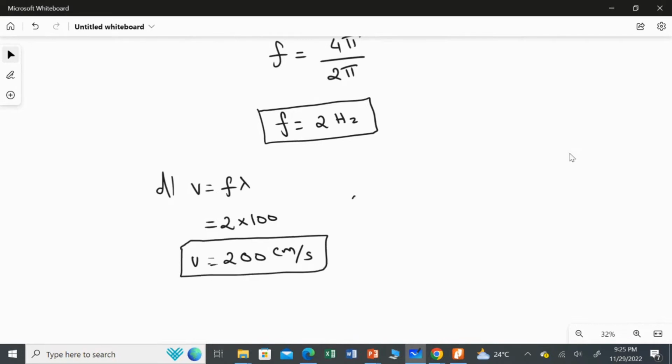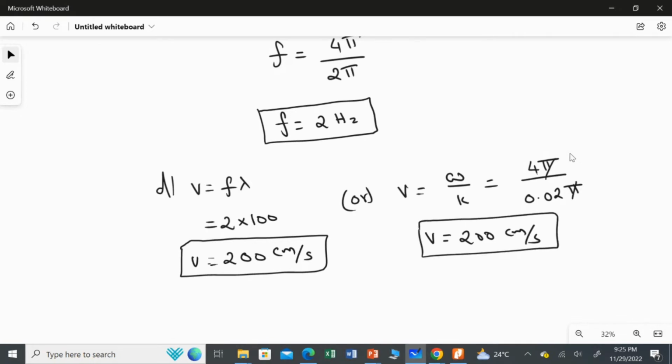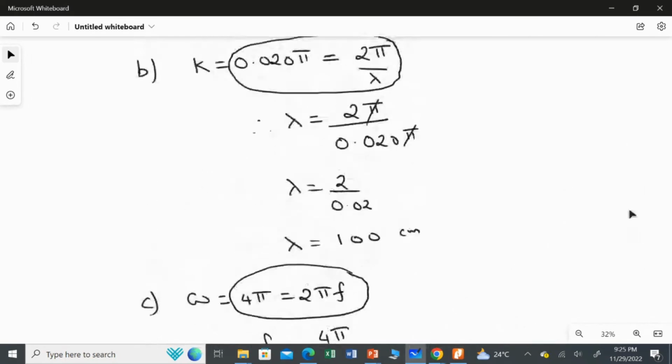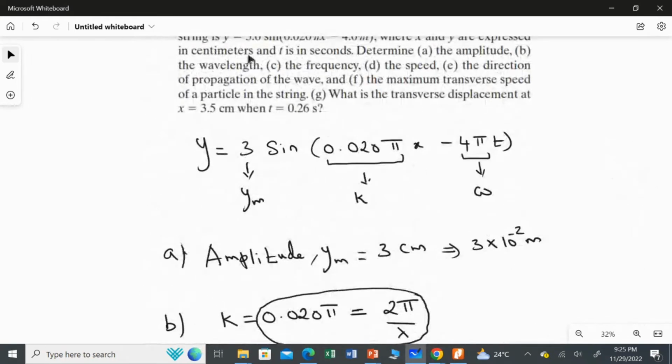If you want another method, we already know the speed is equal to angular frequency over angular wave number. The angular frequency is 4 pi, and the angular wave number is 0.02 pi, right? So we can cancel pi. If you divide 4 by 0.02, you will get the same answer. Clear? You can go for either method; the answer will be the same, 200 centimeters per second. Clear? Okay. So now we have to go for the fifth question, which is part E. Am I right?